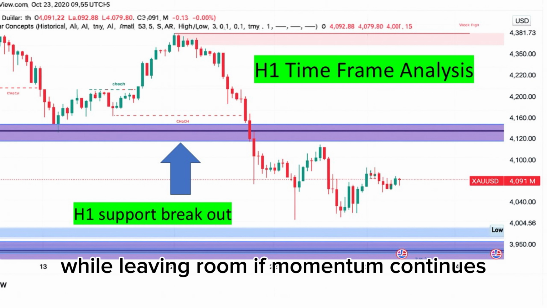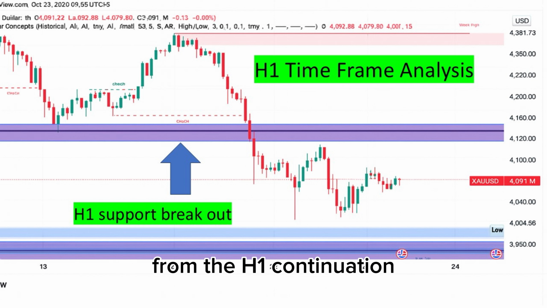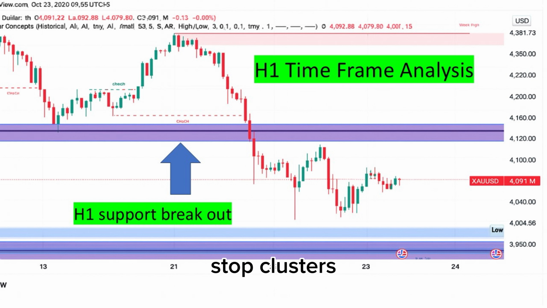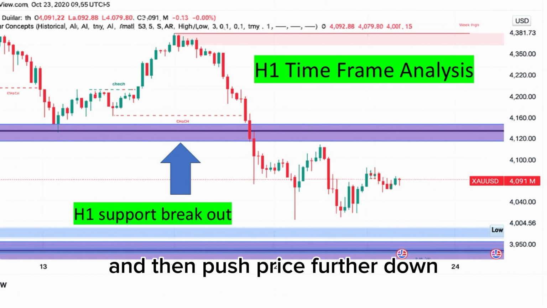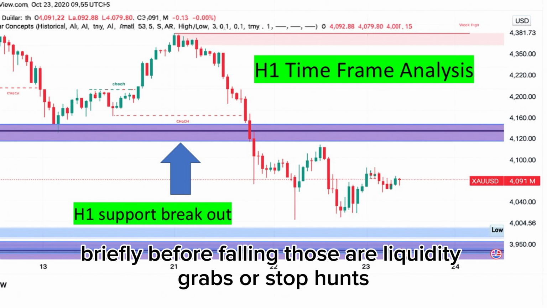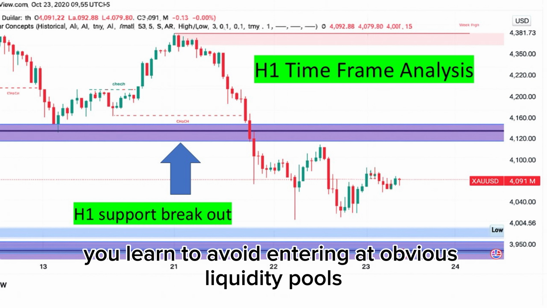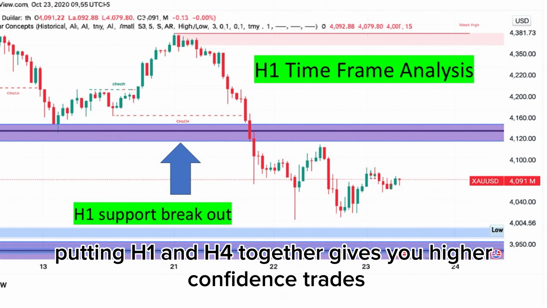Liquidity dynamics are another point beginners should understand from the H1 continuation. Market makers and smart money often run price into visible liquidity, stop clusters above broken supports, to fill sell orders at better prices, and then push price further down. On this H1 example, you can see moments where price spikes above the zone briefly before falling. Those are liquidity grabs or stop hunts. Once you recognize these patterns, you learn to avoid entering at obvious liquidity pools and instead wait for the retest rejection after the hunt.